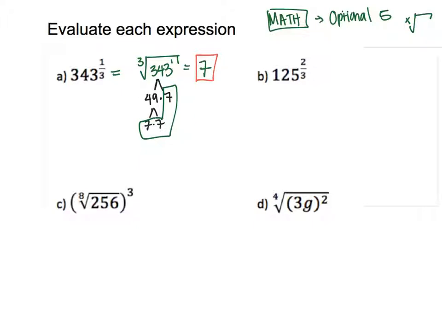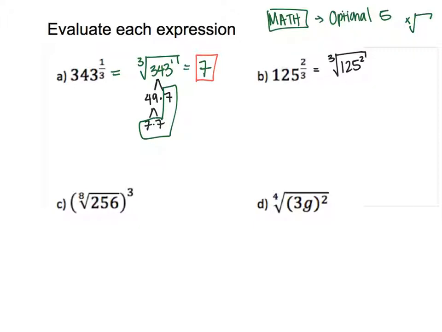Let's try out B next. So B is the same issue. I don't know how to take 125 to the power of 2 over 3. So what I do is I change it to a radical. I can write it as the cube root of 125 squared, right? And so when I look at this, I can see that I have to square the 125 and then cube root it. And that is terrible, right? Because squaring 125 is going to give me a ginormous number. I can do it, it's just going to be working with large numbers.